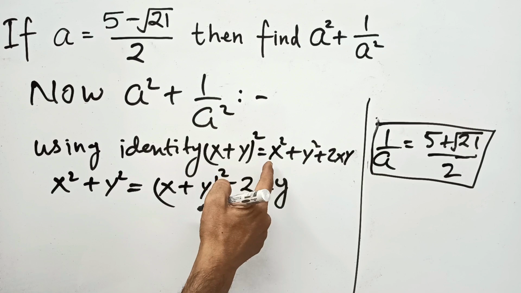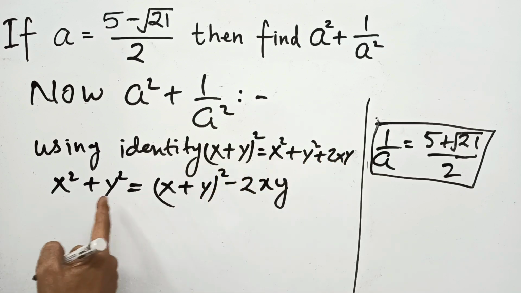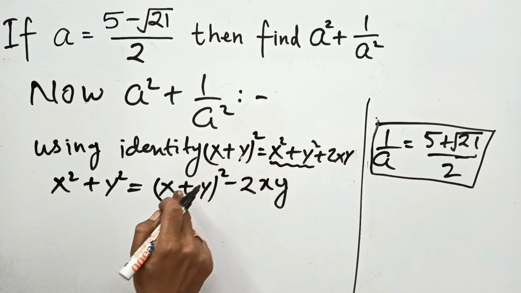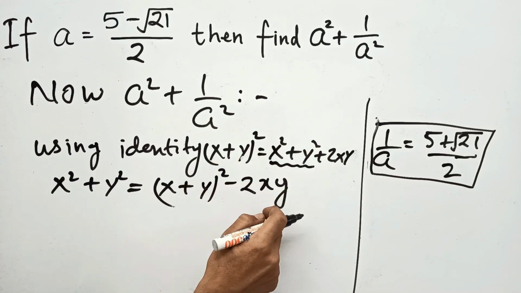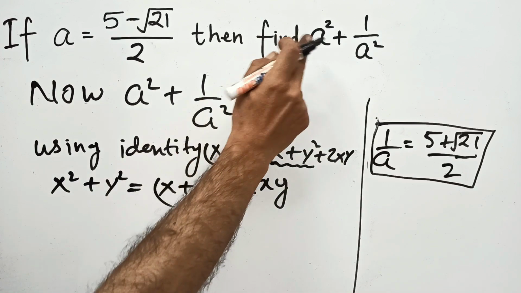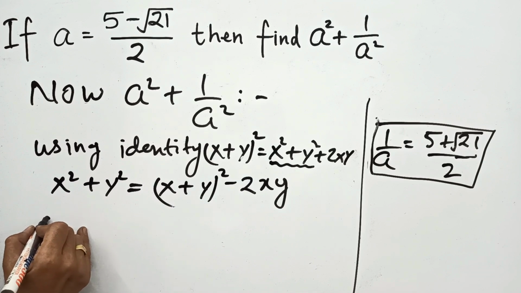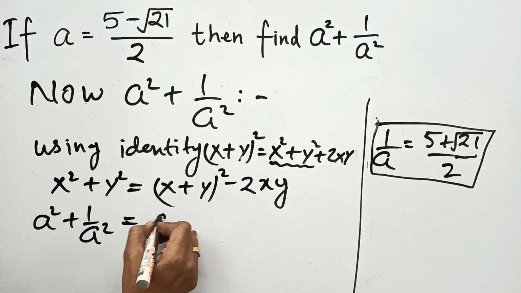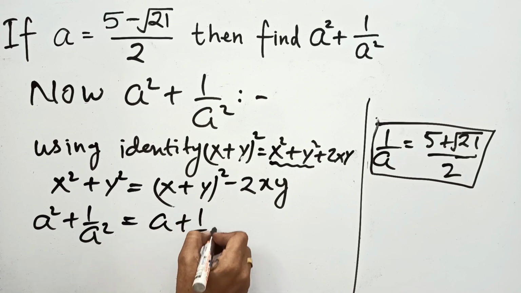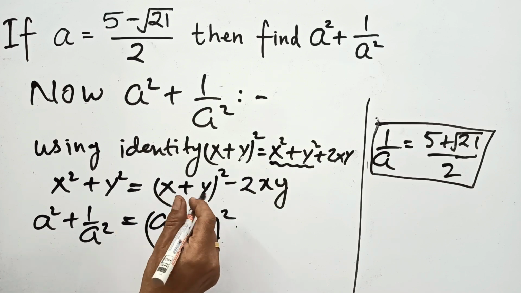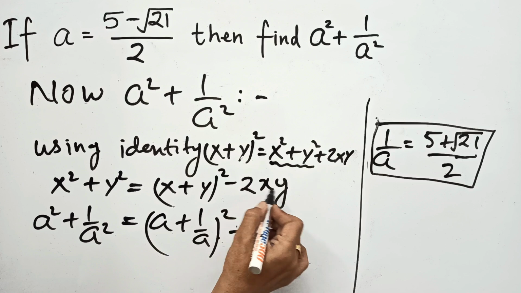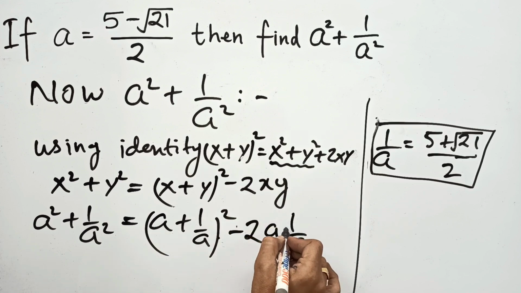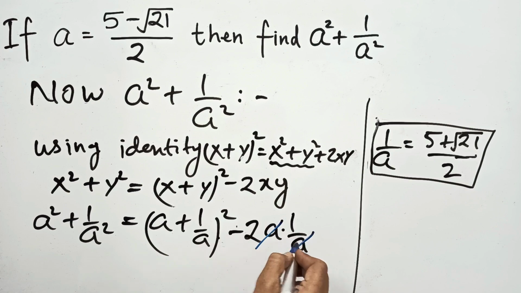Using the identity (x plus y) whole square equals x square plus y square plus 2xy, we can find x square plus y square by shifting this here: (x plus y) whole square minus 2xy. In a similar way, we will find out a square plus 1 by a square. That is equal to (a plus 1 by a) whole square minus 2xy, meaning 2a into 1 upon a. So a will be cancelled.